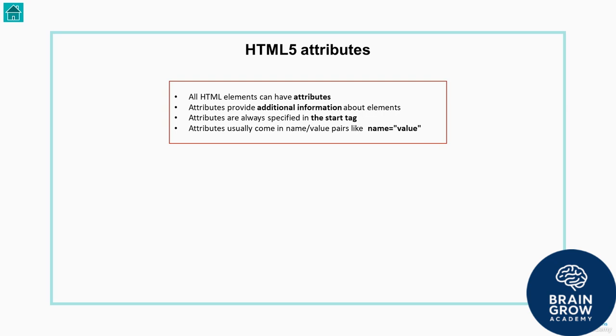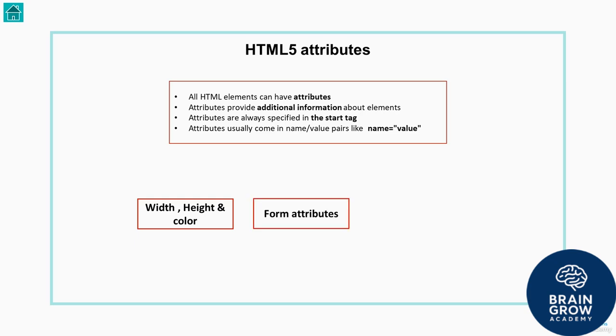So again, what's the use of attributes? Let me answer this question. HTML5 attributes are mostly used to give width, height, and color. So they help us give properties to HTML elements. Next, HTML5 attributes are useful for form tags. The form tag is used to create an HTML form for user input. It helps us create labels, field sets, buttons, and everything that we need in a form.